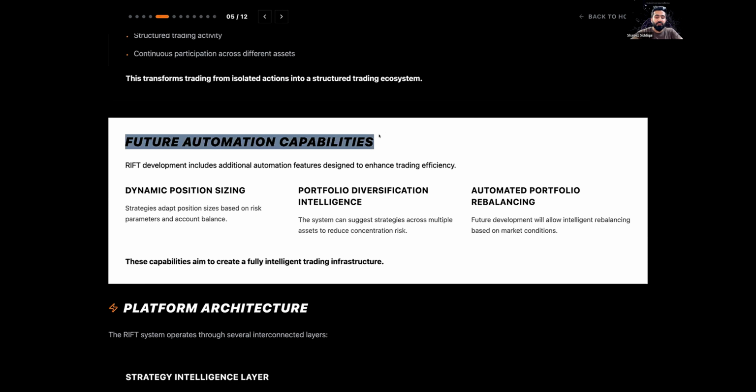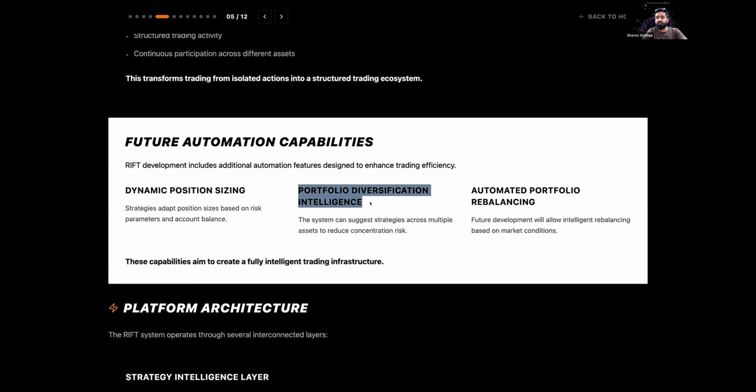The future automation capabilities which Rift has include additional automation features designed to enhance trading efficiency. Dynamic position sizing gives you the idea of the position size that you should go for. Then portfolio diversification intelligence. You can trade in crypto, and once stocks, forex, and commodities go live, you can trade all together, everything at once. You place positions of crypto, stocks, forex, commodities, everything in one interface together. There will be no separate strategy.